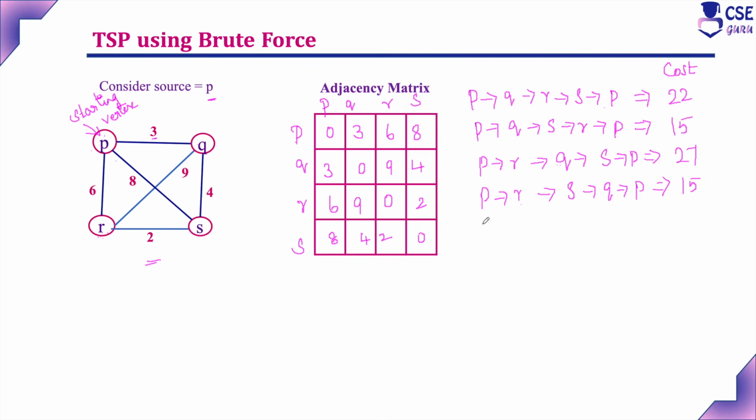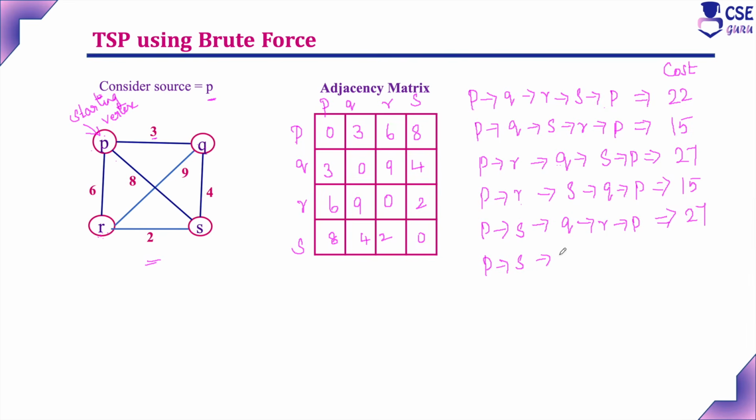And the next possibility is through S, with S as the second vertex. So P to S, S to Q, Q to R, and again R to P. So the cost is P to S 8, S to Q 4, 12, Q to R it is 9, 12 plus 9 is 21, and R to P 6. So totally we will get 27.